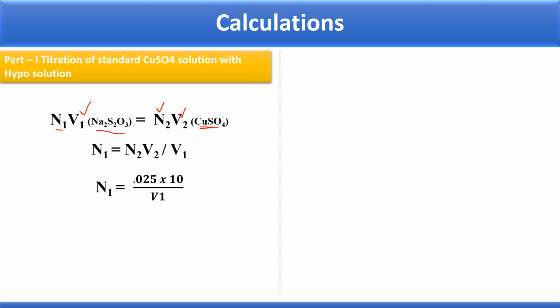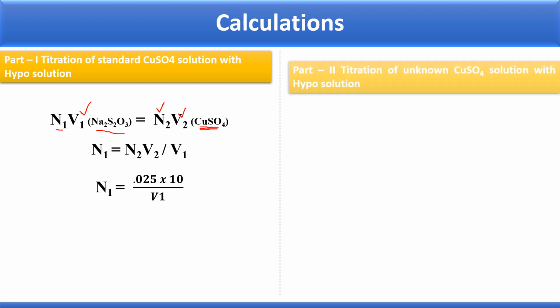Putting the values of all the remaining terms here, N2 is 0.025 multiplied by 10. What is 10 here? 10 is V2, that is the volume of standard copper sulfate solution. So 0.025 multiplied by 10 divided by V1 comes out to be the normality of the hypo solution. This was the first step.